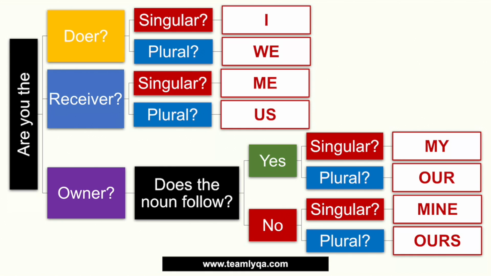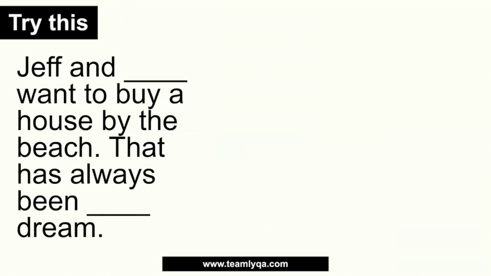This is something that hopefully can help you decide kung aling pronoun yung gagamitin. Para lang dun sa mga visual learners natin out there. Now, let's use it dito sa ganitong klaseng sitwasyon. May mga blank na kailangan natin punan. Sabi, Jeff and blank want to buy a house by the beach. That has always been blank dream.